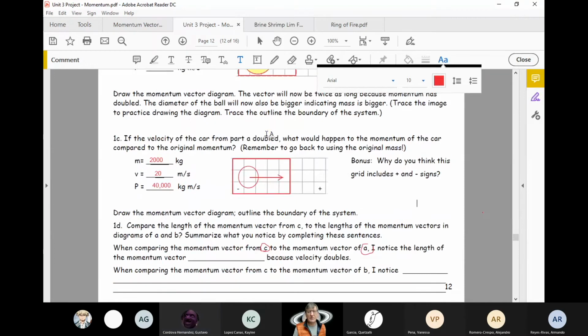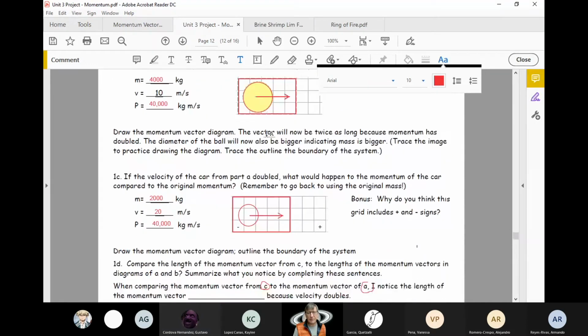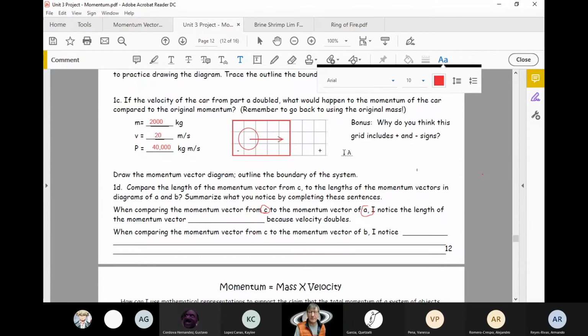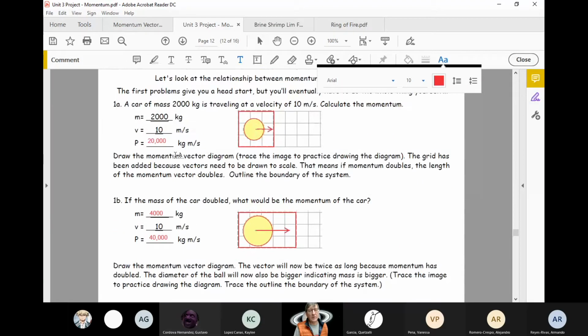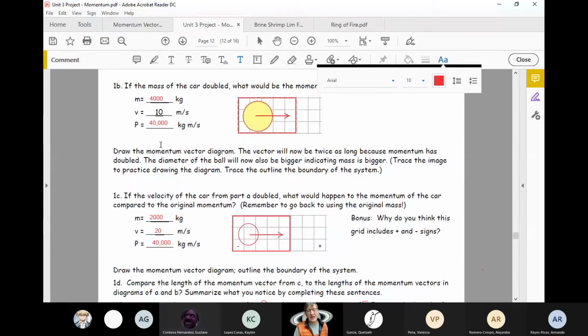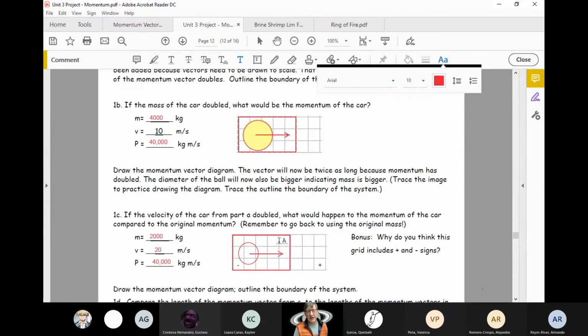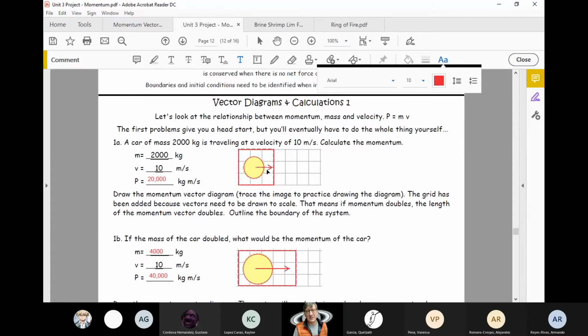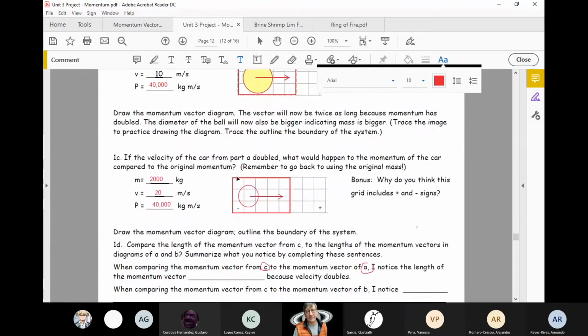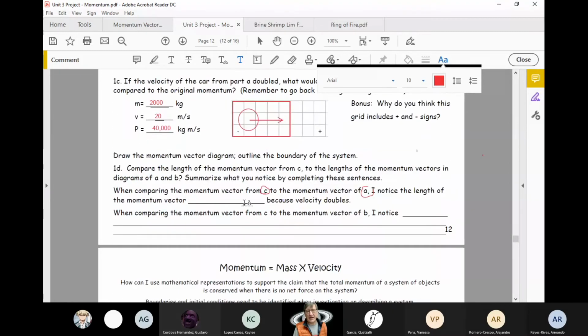Yeah, and specifically, ideally, if we did it perfectly, how much longer would it be? Look at the momentum number. Double the size, right? Yeah. So the diagram ideally shows that by having an arrow in C that's twice as long as the arrow in A. So go ahead and fill that out.